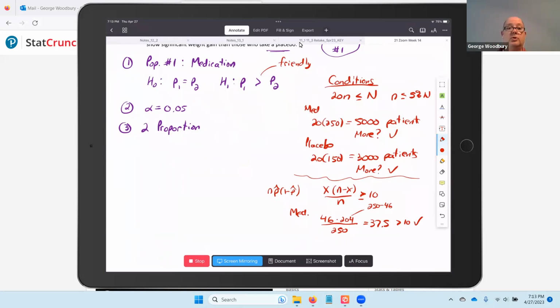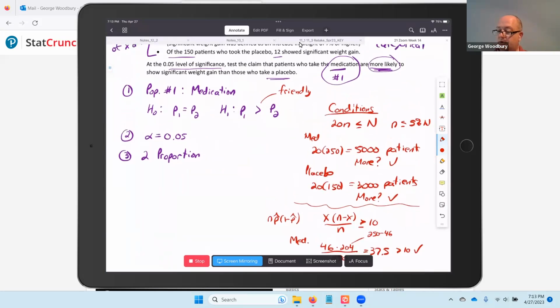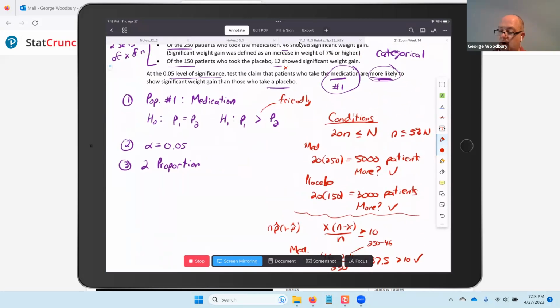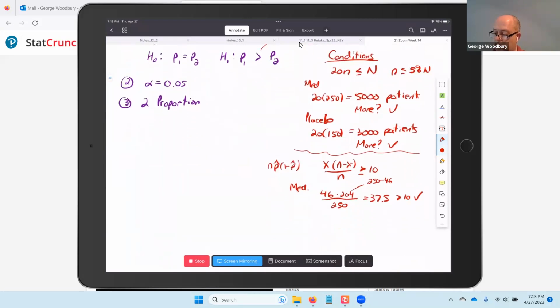So that first one works. And then for the placebo group, we've got 12 out of 150. So I can do the same thing. In the fraction 12 over 150, and then subtract 150 minus 12 and put that here. That's 138.